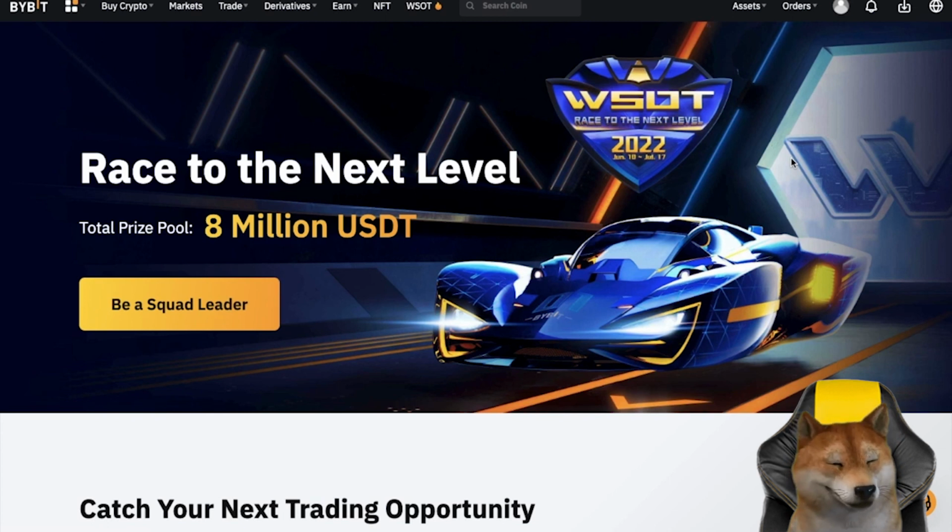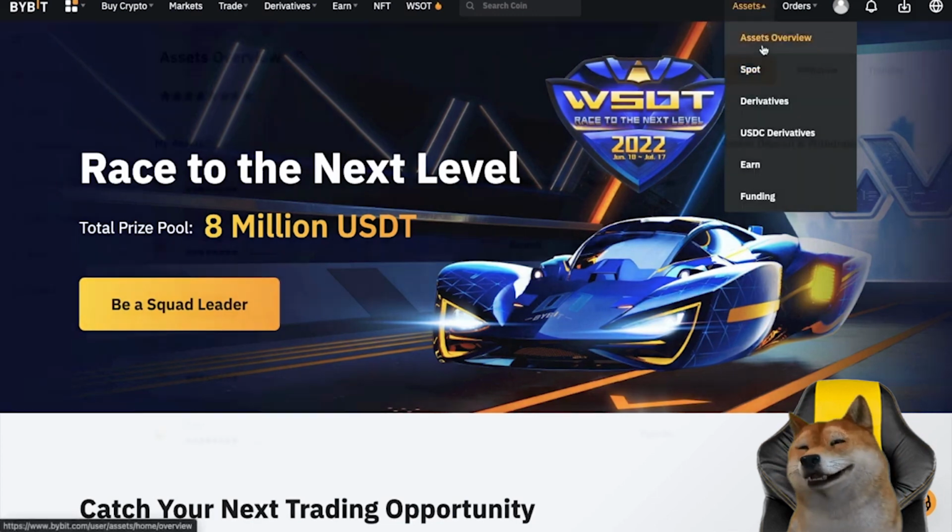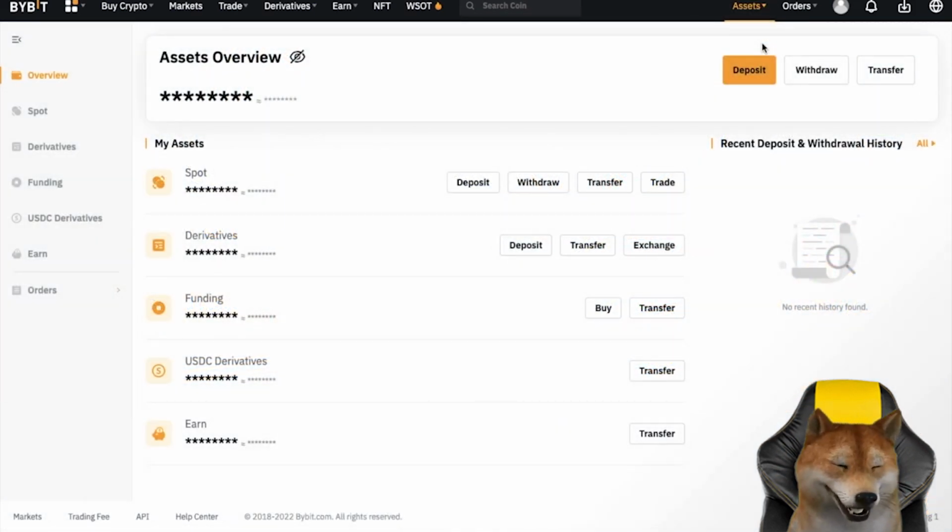To deposit, head across to Assets in the top right and then to Assets Overview. Your assets are then split between spot, derivatives, funding, USDC derivatives and earn. Now, because there is so much to buy with it, today, we're just going to be focusing on spot trading for beginners, and we'll also briefly touch on earn, as this is a way that you can earn passive income on your crypto.